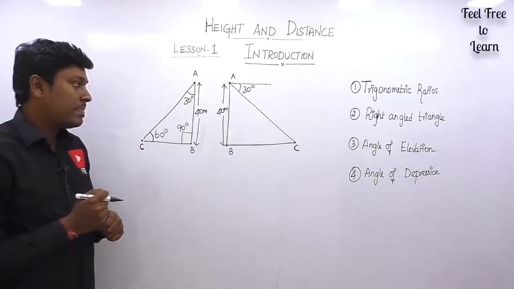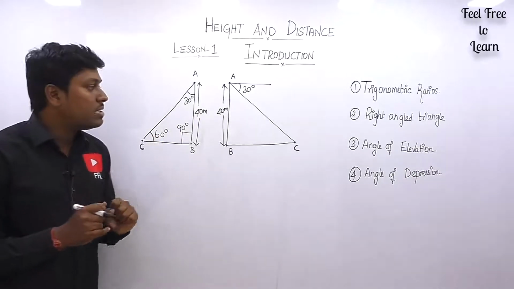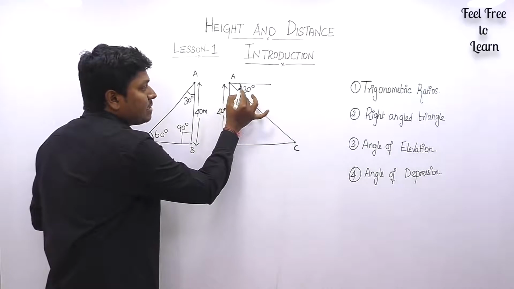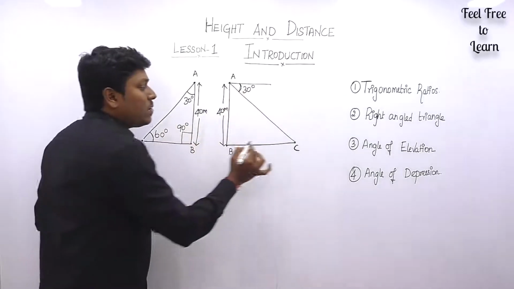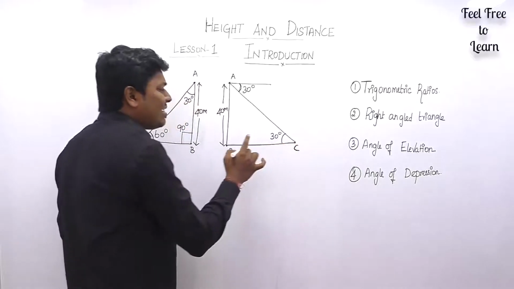So got it, friends? Next is angle of depression. Listen carefully, the most important concept. If the angle of depression is 30 degrees, then note down that this angle will also be 30 degrees. It's called a transversal.